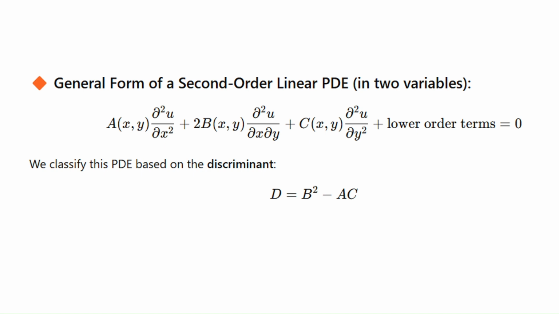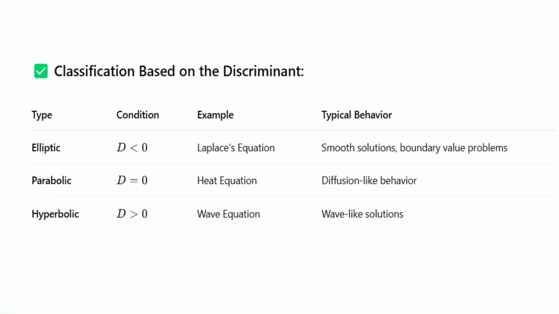We classify this partial differential equation based on the discriminant D equal B² minus AC. The PDE is elliptic if D less than 0. Example is Laplace equation. Its behavior is smooth solutions, boundary value problems.